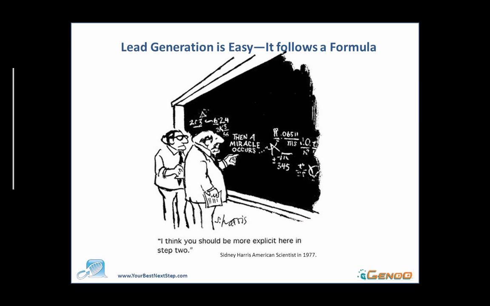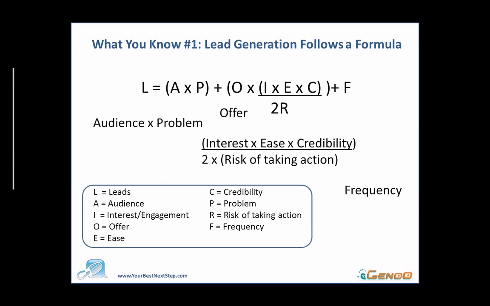But let's expand on that formula a little bit. So here's a lead generation formula. Your leads, the L, equal the audience times the problem times the cumulative of the offer times the interest, the ease at which the prospect has of taking your offer, the credibility you have in making your offer, and that's divided by the risk that the prospect has for taking action. And then trailing along in the back there is the frequency.